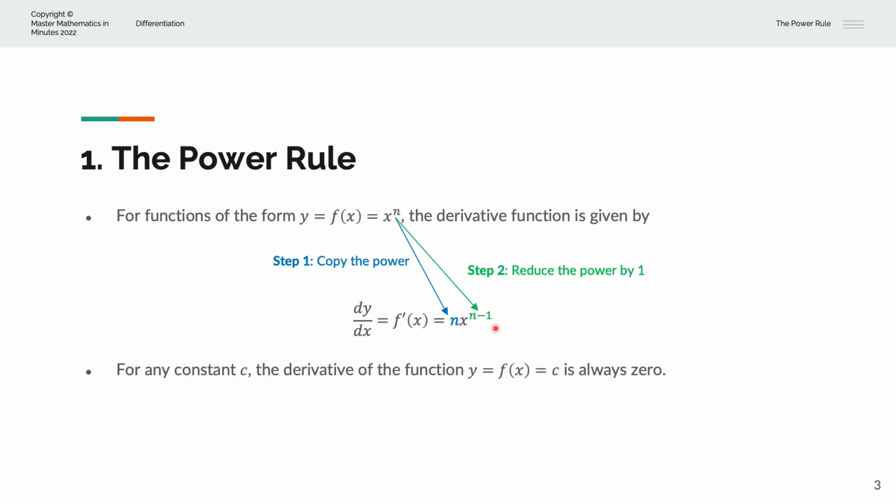For any constant c, the derivative of the function y = f(x) = c is always 0. And we have dy/dx = f'(x) = 0.